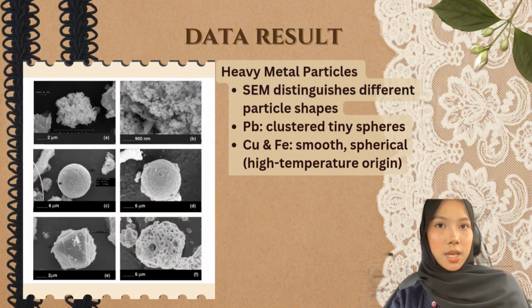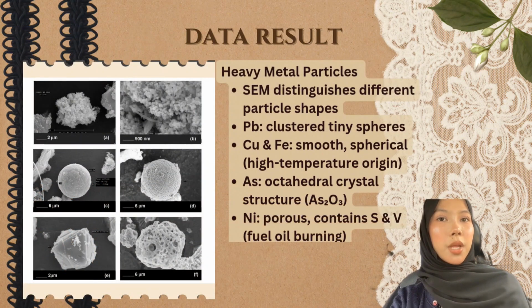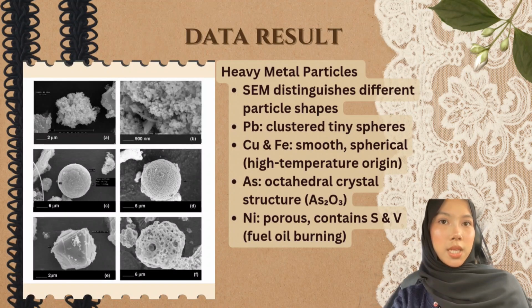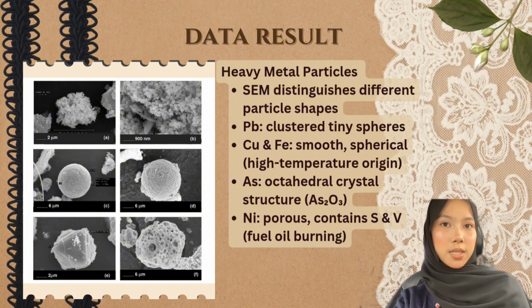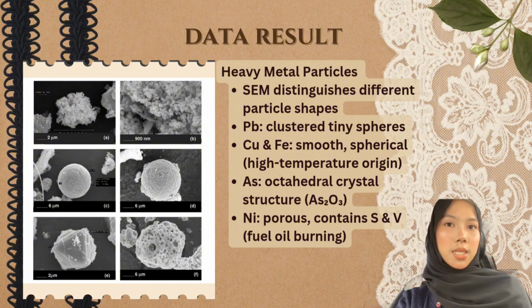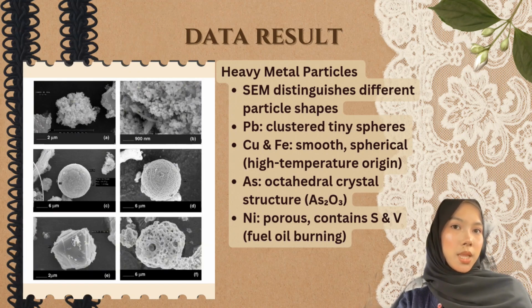In the second journal, SEM was used to distinguish heavy metal particles with different morphologies, indicating various anthropogenic sources. Lead particles were commonly found as clusters of small spherical particles. Copper and iron particles were mostly smooth and spherical, suggesting formation from high temperature processes such as furnaces. Arsenic particles appear in octahedral crystalline form as arsenic trioxide. Meanwhile, nickel particles were porous and associated with sulfur and vanadium, resulting from fuel oil combustion.